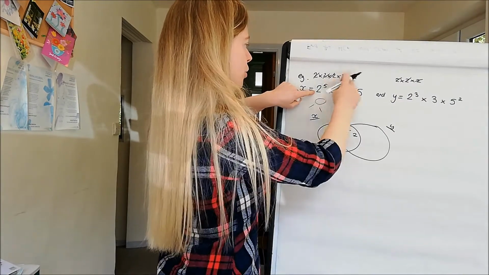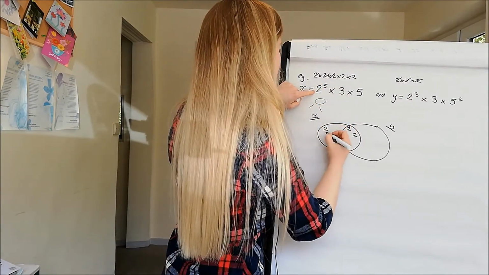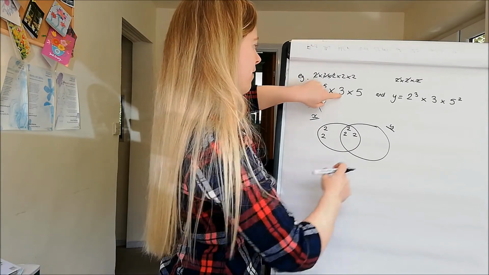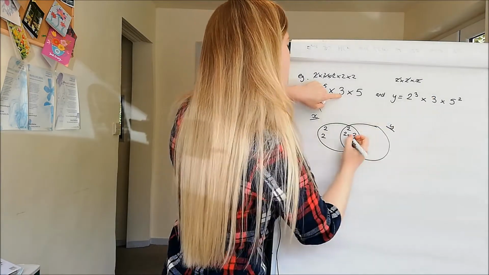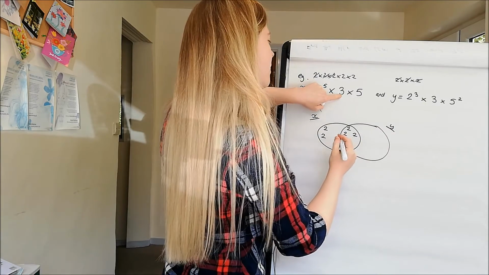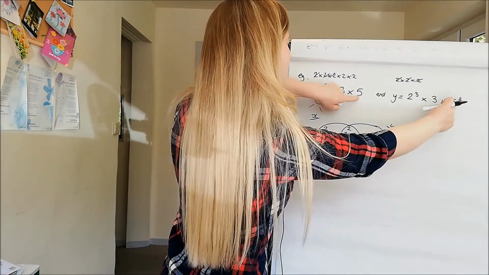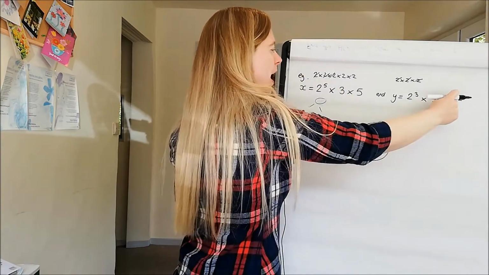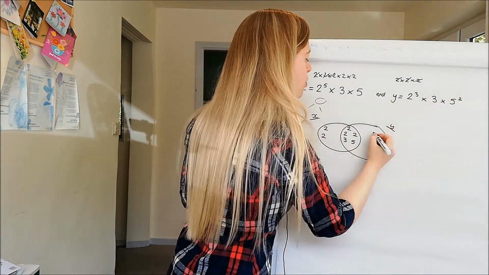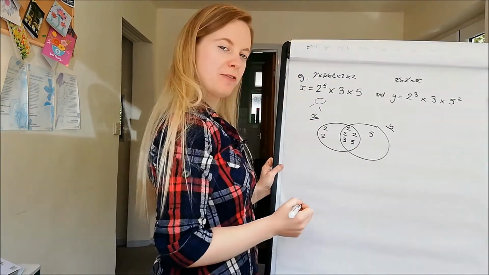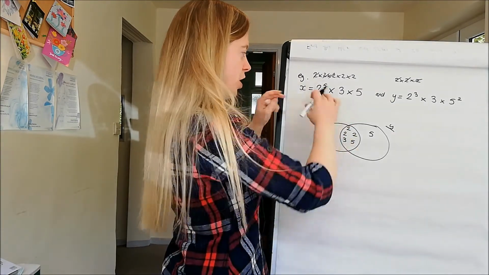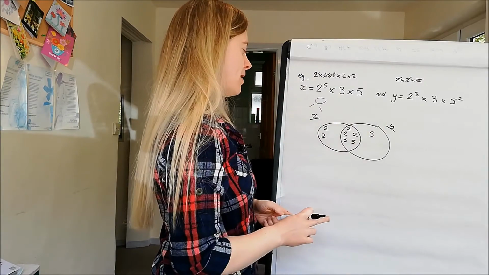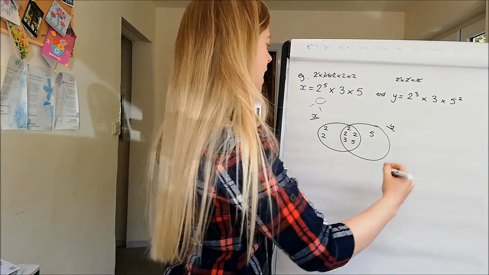Then x has 2 spare 2s that y doesn't have, so I'll put those on x's side. They've each got a single 3, so I'll put that in the middle. And they've each got a single 5, so I'll put that in the middle. But then y has 5 to the power 2, so it has an extra 5. So I've not needed to do a factor tree, I've just put the numbers straight into a Venn diagram. And after that, it's exactly the same.